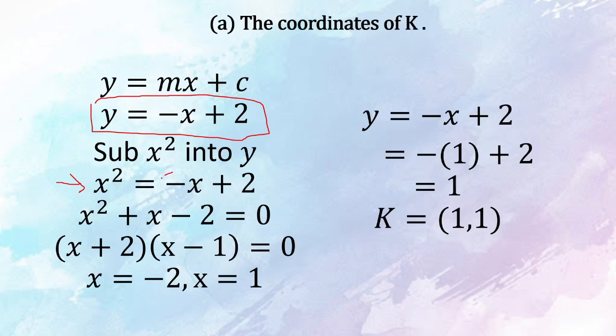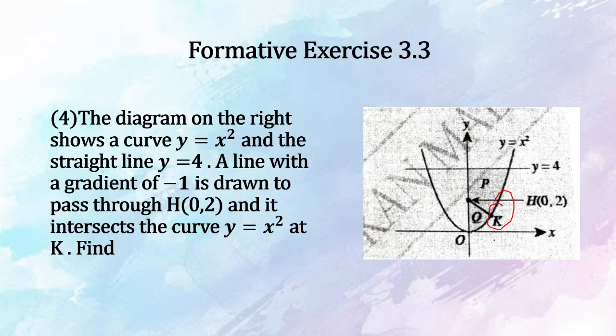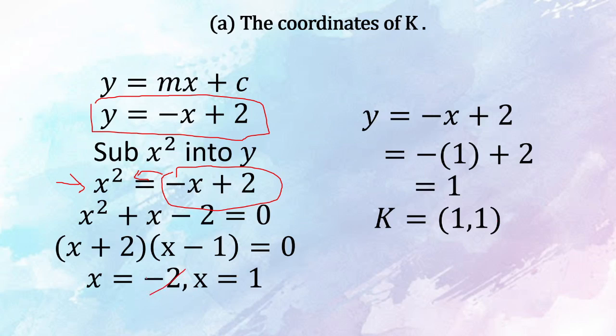And then we move everything from the right hand side to the left hand side, and this will give us x squared plus x minus 2 equals 0. And then we factorize it to get us (x plus 2)(x minus 1) equals 0. And then the end result is x equals -2 and x equals 1. As you can see in this graph here, the coordinates should be on the right hand side of the graph, which means that it is a positive number. So -2 is rejected. So we only have x equals 1.